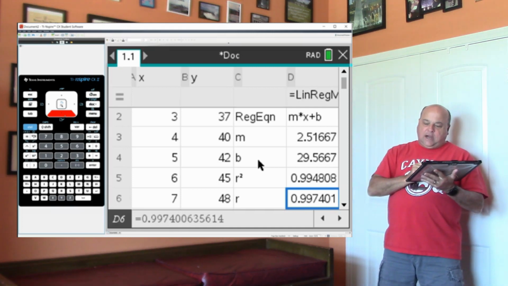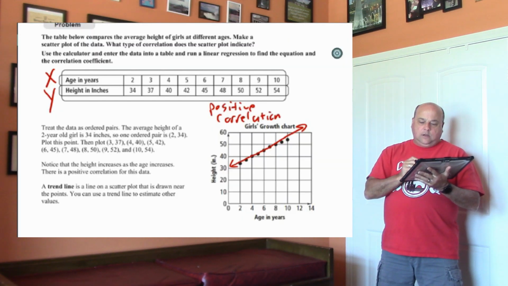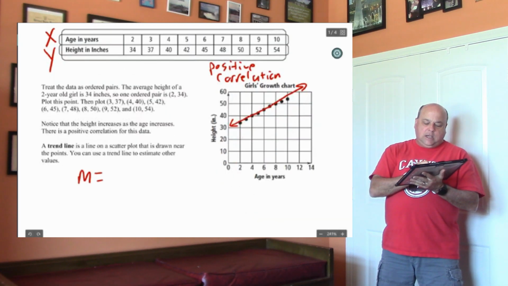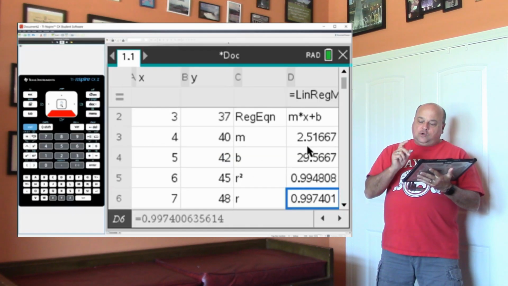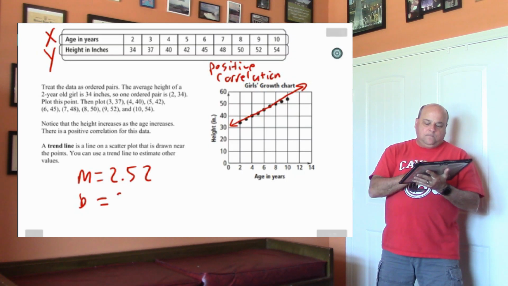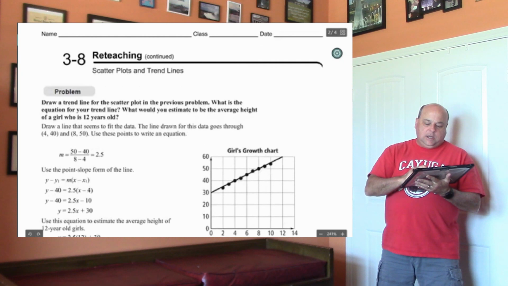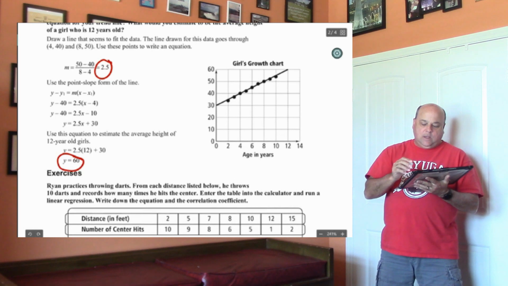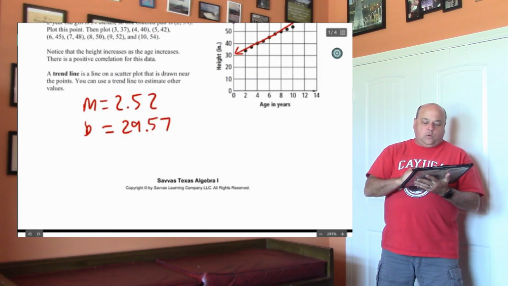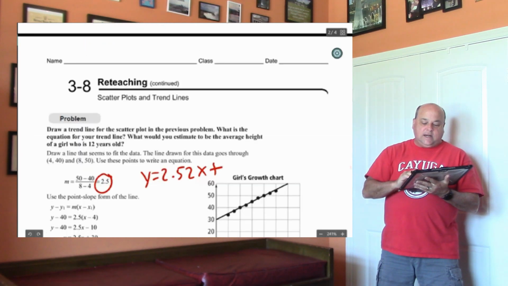Now then, let's go back to the calculator. So 2.52, I'm going to use this and round it to the hundredth. Okay, so I'm going to put m equals 2.52 and b equals 29.57. Okay, now then I'm going to go over on the page. And notice, this is what they got calculated here. They got 2.52, right? Okay, so the equation is going to be y equals 2.52x plus 29.57.